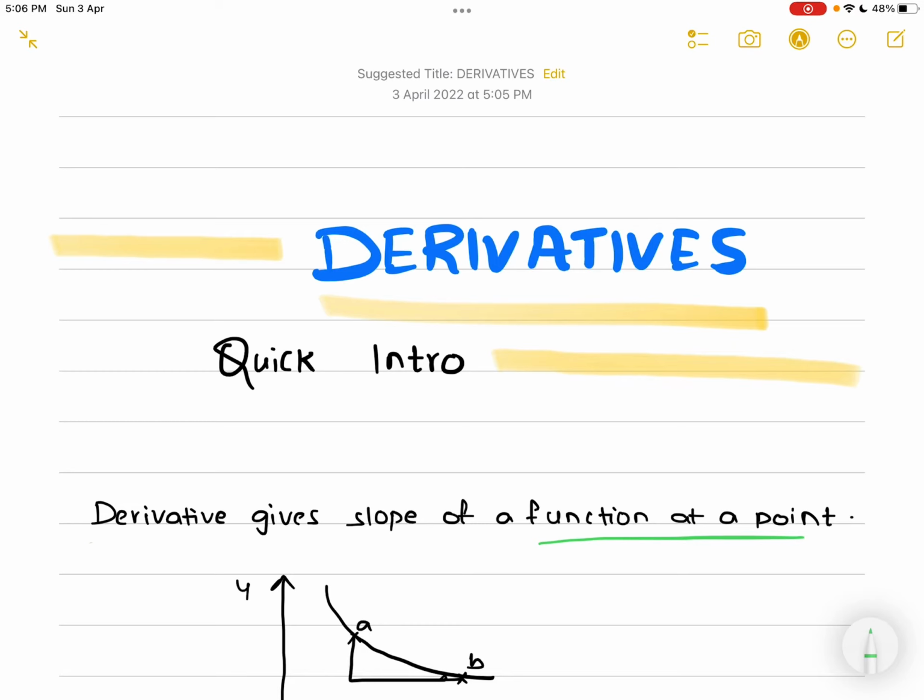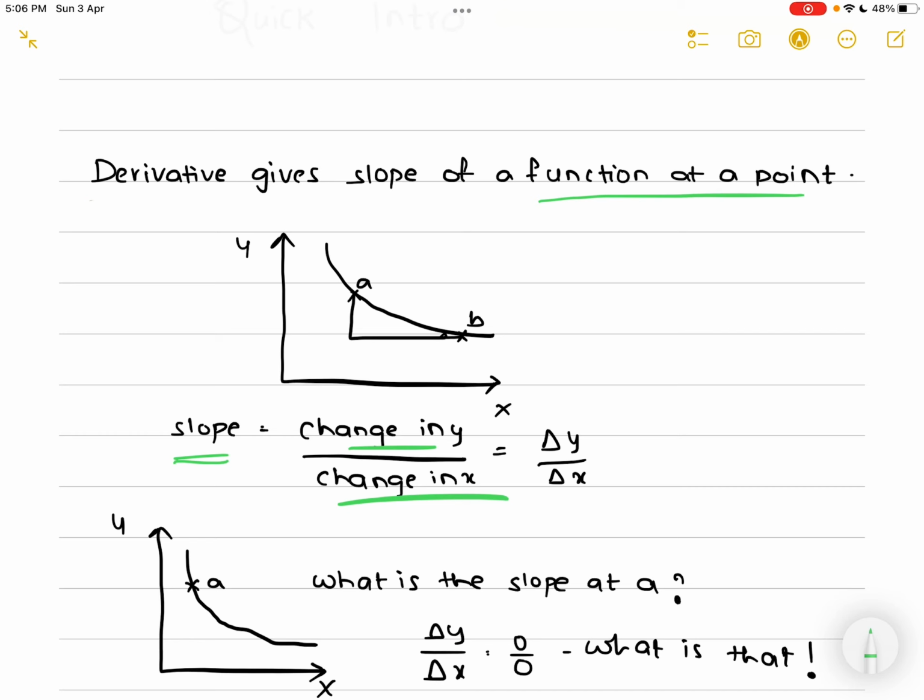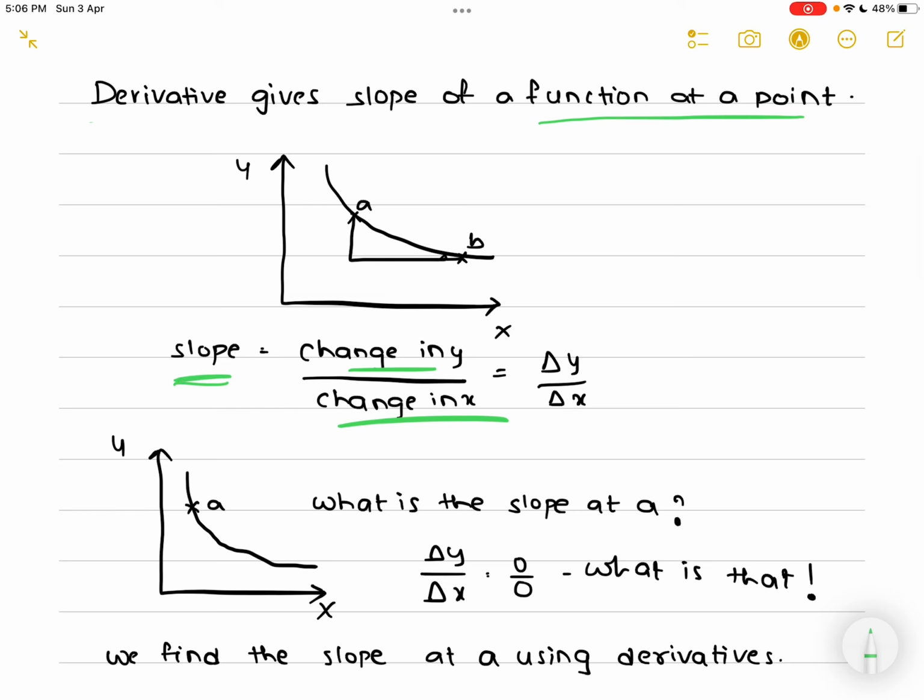This is a quick introduction video on derivatives. A derivative gives us the slope of a function at a point. So what is the slope of a function? Slope is given by this formula: change in y, which is this, divided by change in x.